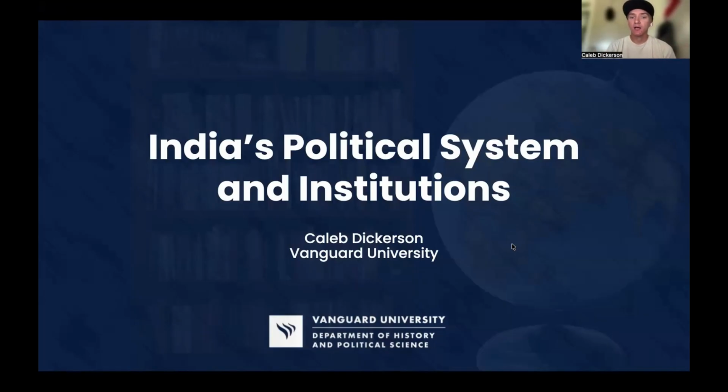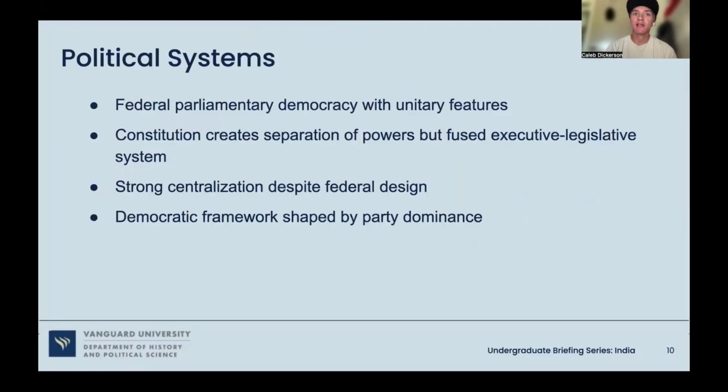I'm going to talk about India's political system and institutions. First things first, India is formally a federal parliamentary democracy. However, in practice, it's much more centralized than that description would suggest. The most important point about the parliamentary system is that it's not presidential. This means that the executive, specifically the prime minister, is elected by the legislative branch rather than elected separately, like in the United States presidential election. Because of this, there's less separation of power compared to the United States.